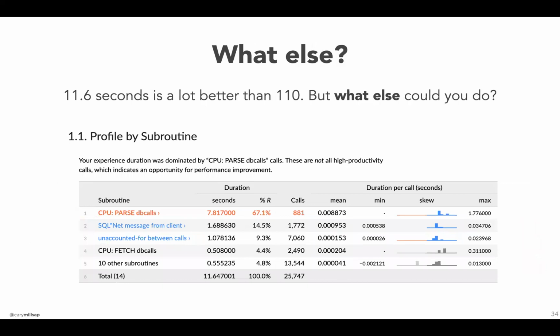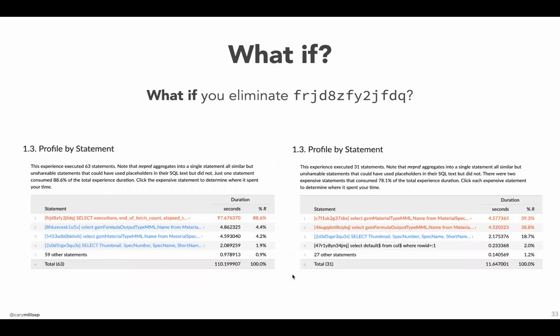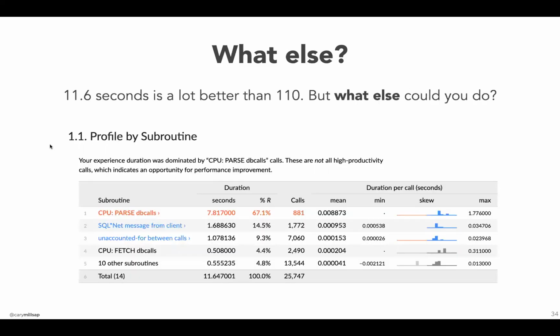So 11.6 seconds is a lot better than 110, but what else is an interesting question to ask here? And this is an excerpt from the same report. You'll notice the 11.647001 seconds is the same number that I showed here. This is section 1.3. What I'm showing now is section 1.1, which explains the same 11.647001 seconds, except this time it's describing the time consumed by database call and operating system call instead of by SQL statement. And what you see here in the text says your experience duration was dominated by parse calls, these are not all high productivity calls, which indicates an opportunity for performance improvement.